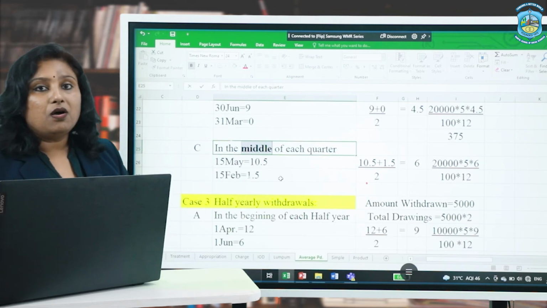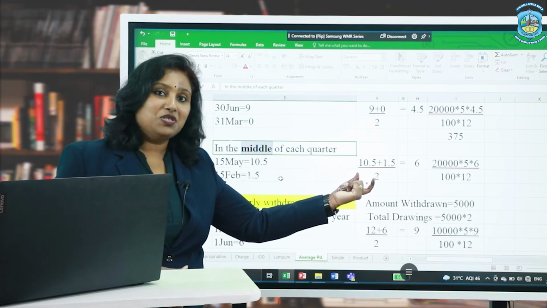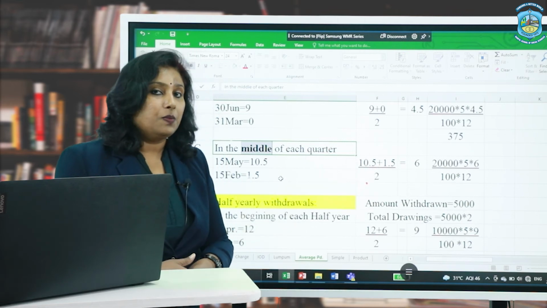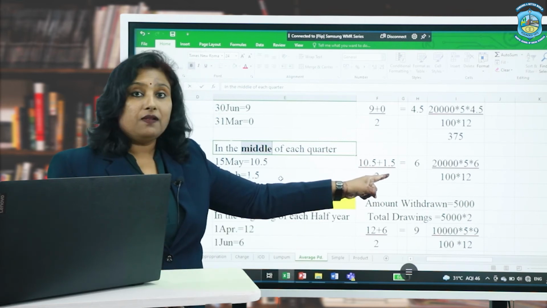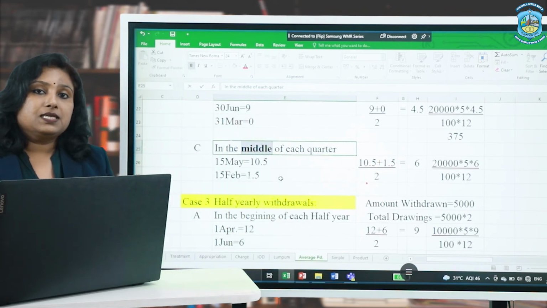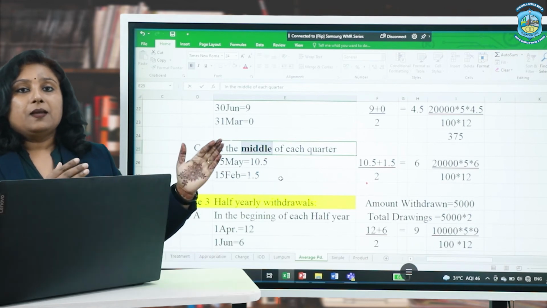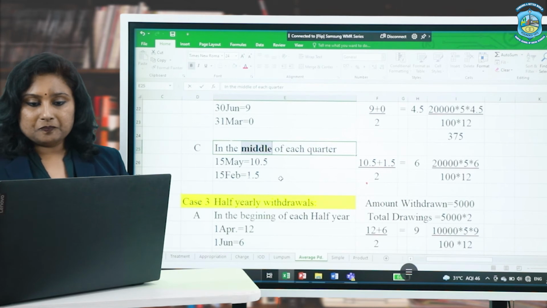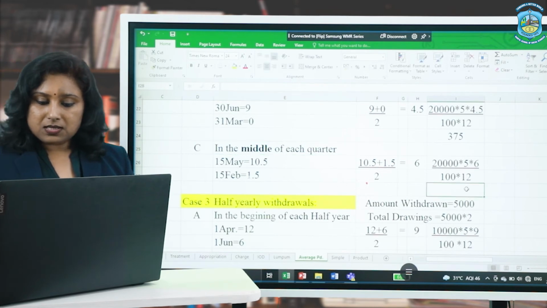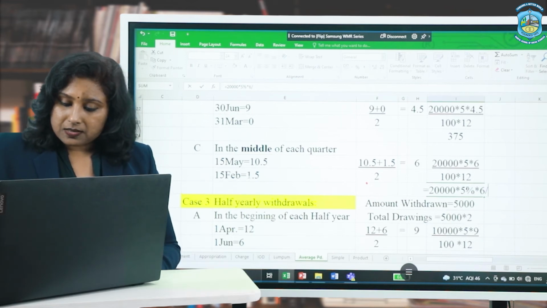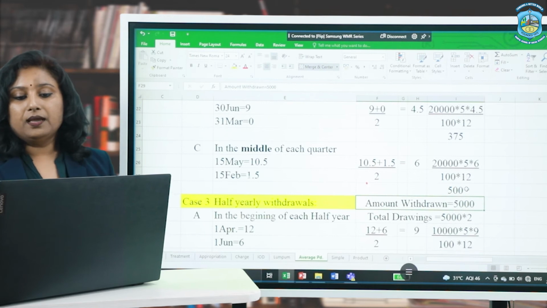Let's find the sum of months left after the first withdrawal, which is 10.5, and months left after the last withdrawal, 1.5. Again, it gives us 12 divided by 2 is 6. See, I already told you that if it is the middle of any period, you will always get an average period of 6. So let's calculate it for 6 months. So 20,000 into 5% for 6 months would be 500.